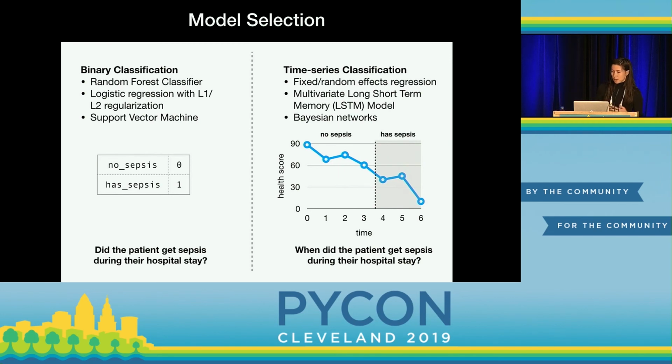For the first approach, we can use a classic binary classification algorithm like random forest or logistic regression. For the time series approach, we might want to consider using a fixed or random effects model, or a multivariate LSTM, or Bayesian networks.